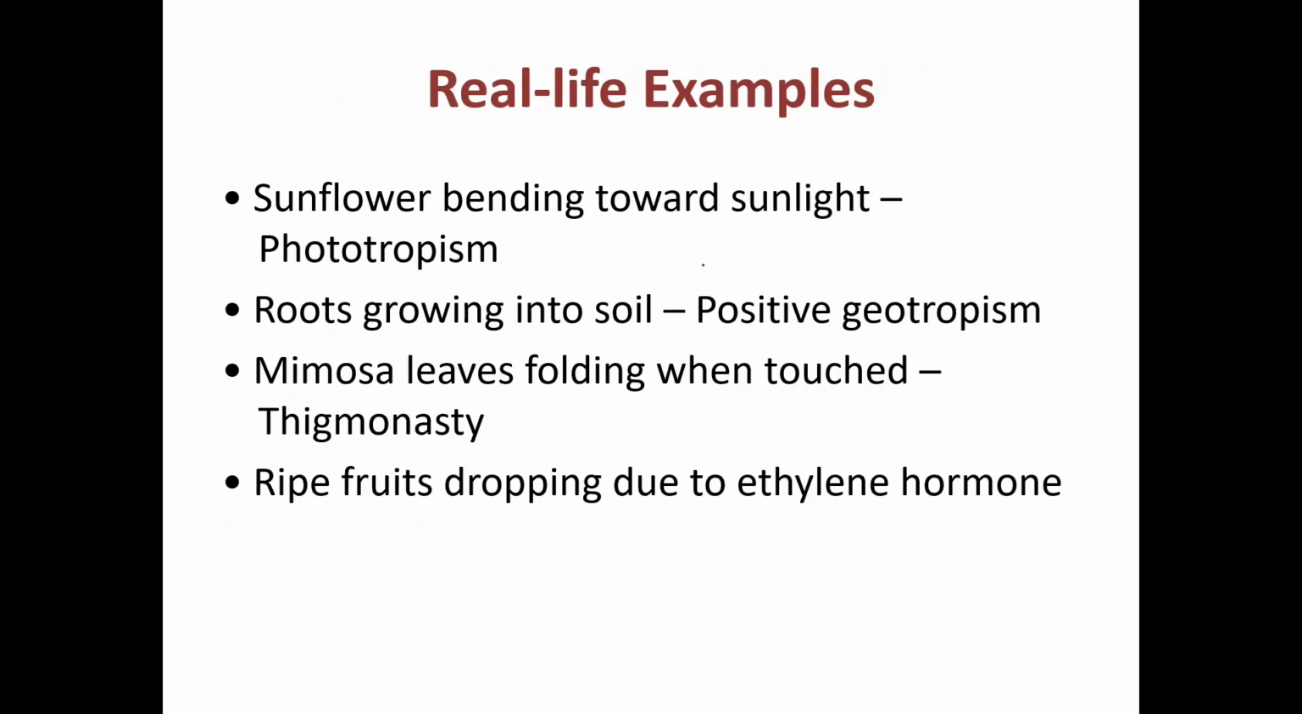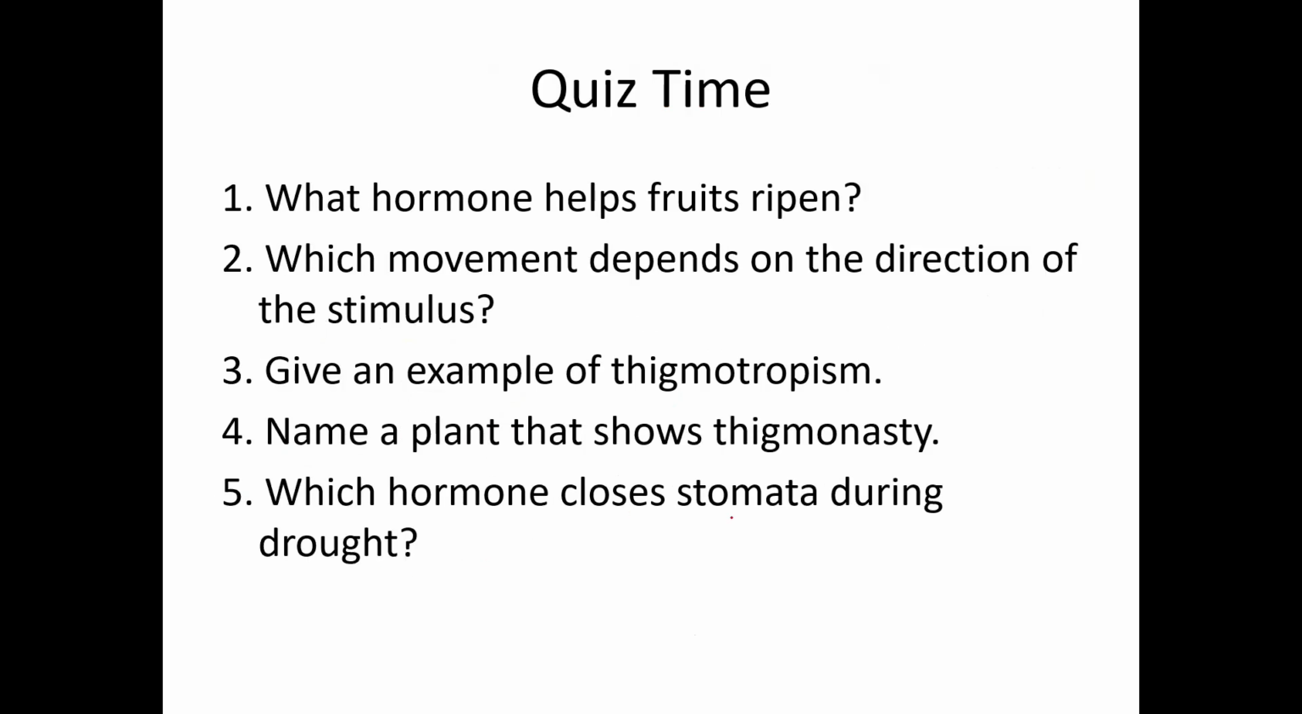stress conditions. Real life examples: sunflower bending towards light, that is phototropism. Roots growing into the soil, that is positive geotropism. Mimosa pudica, when we touch it, folds itself. Ripened fruit dropping due to ethylene hormone. Let's take a quiz. What hormone helps fruit ripening? Ethylene.